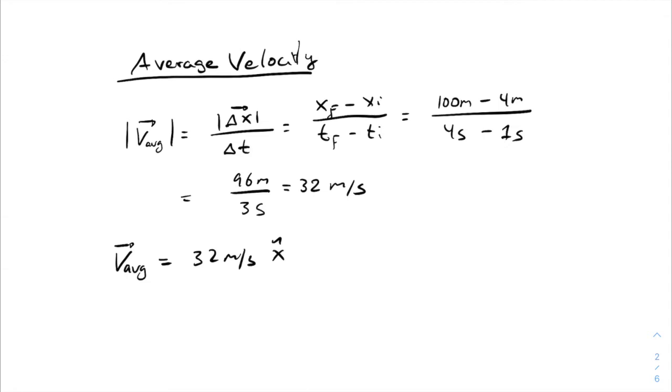And how do we describe this as a vector? Our vector will be equal to this magnitude times the direction of motion. In this case, the direction of motion is the x-axis. Therefore, we can say that the average velocity vector is going to be equal to 32 meters per second in the x direction. And this is our average velocity.